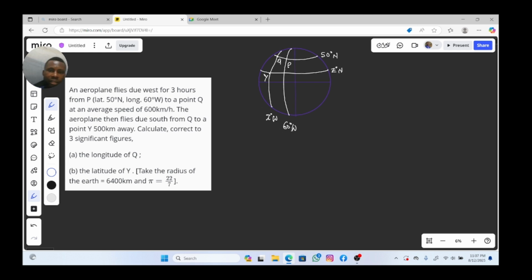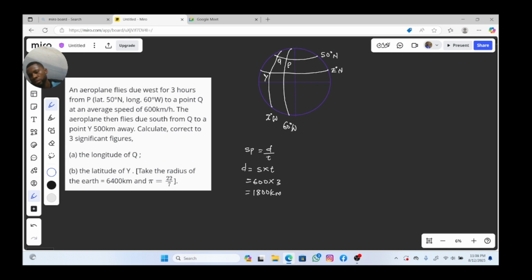Alright, so let us calculate the distance from P to Q. Already they gave us the hours it took to travel from P to Q and the average speed. So generally we know that speed is equal to distance over time, so distance will be equal to speed times time. The speed given there is 600 kilometers per hour, times the time taken, 3 hours. So if you multiply, we'll definitely have 1,800 kilometers. So that's the distance from Q to P, right?